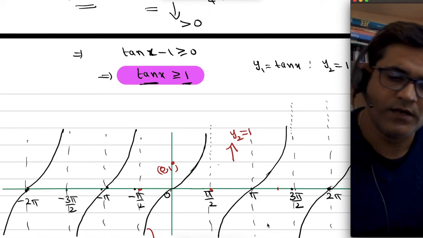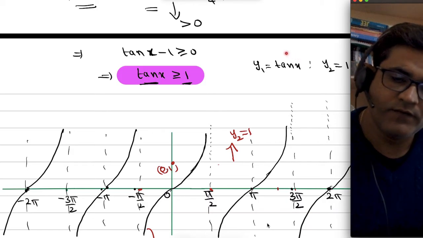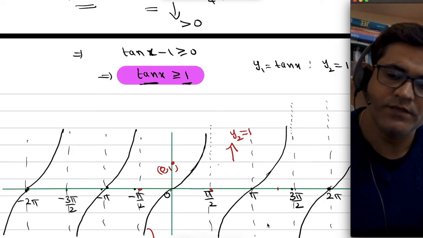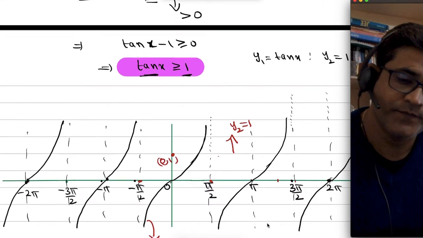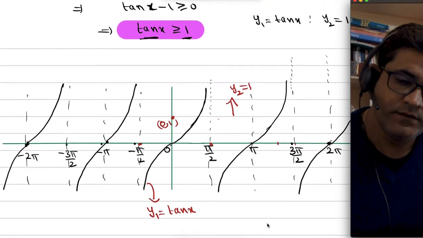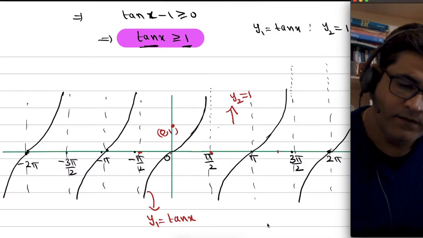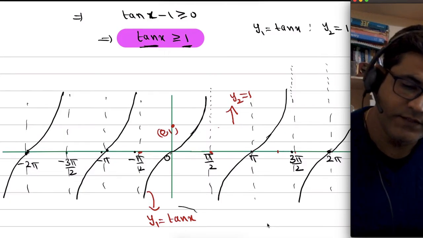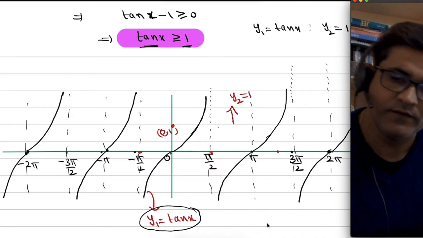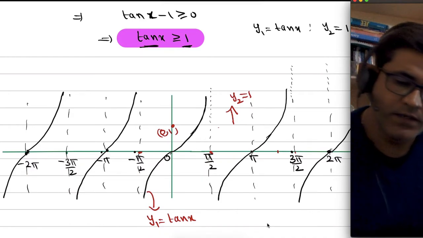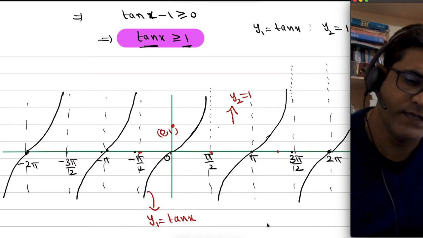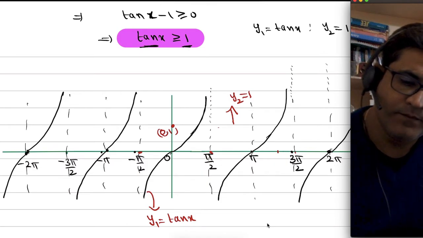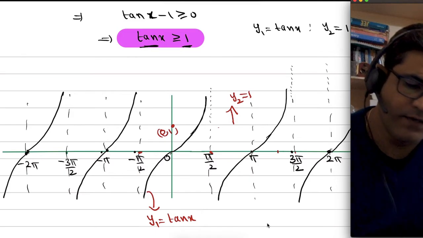So you draw the graph of y1 is equal to tan x and y2 is equal to 1 on the same coordinate plane. So this is the graph of y1 is equal to tan x. Now you draw the graph of y2 is equal to 1 on the same plane. So y2 is equal to 1 is a line which passes through the point 0, 1 and parallel to x. So the line will be y2 is equal to 1 line be like this.